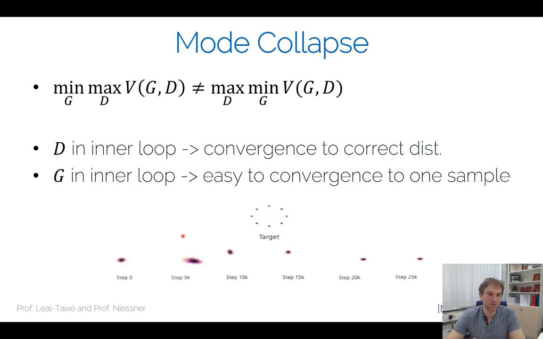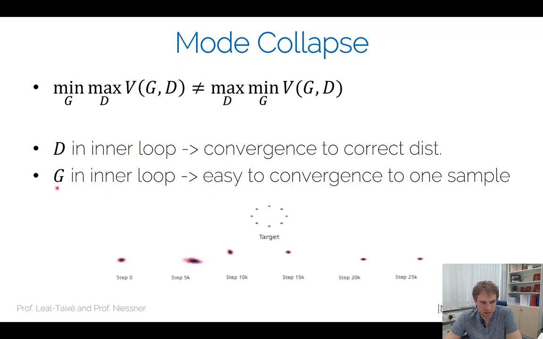And there's this fundamental difference in how we're ordering our training: whether you have the discriminator or the generator in the inner loop. If my discriminator is in the inner loop, let's see what's happening here. I maximize the discriminator, this is my inner loop, and minimize the generator in the outer loop. Here it's the other way around: the outer loop is the discriminator, maximize that one, and the generator is in the inner loop.